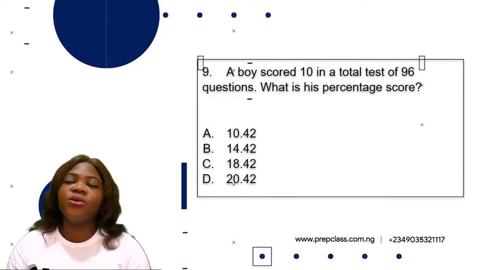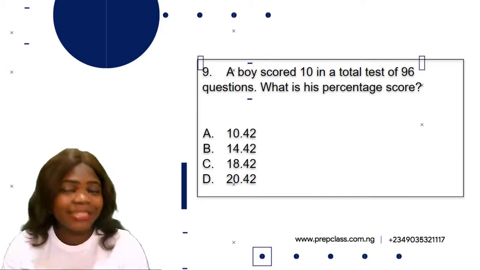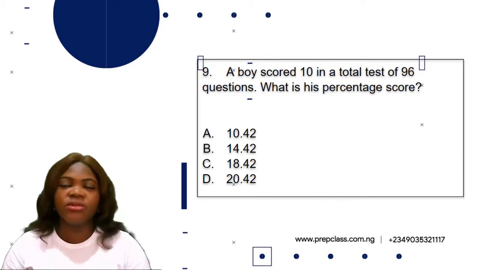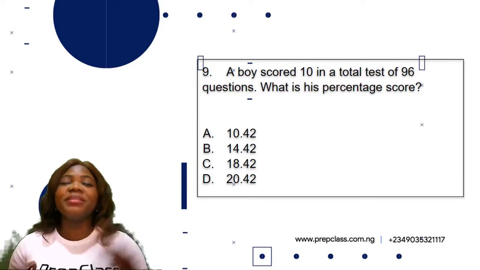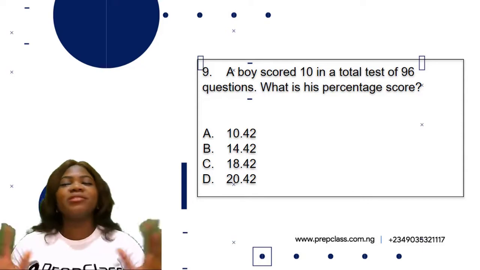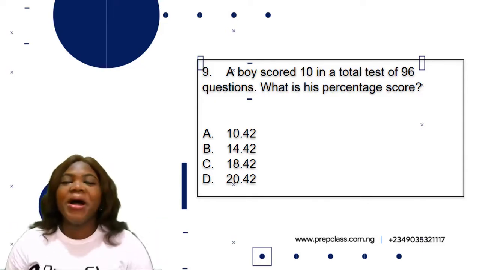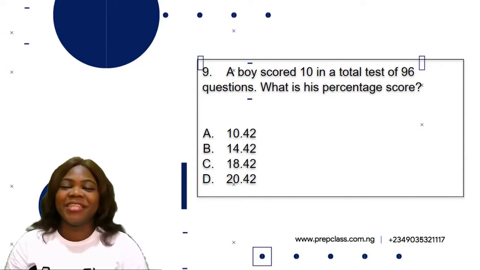Oh, this is so low. This is a bad score. 10 out of 96? No, that's very low. Okay, so please study hard so that you don't be like this boy. It's good to always have good scores. 10 out of 96 is very poor. Okay, so that's just by the way.